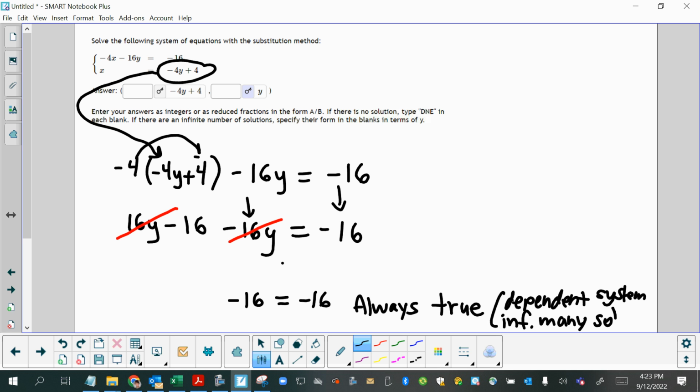Okay, it doesn't mean you can just write infinity. It means you have to state the relationship between the variables. So we're saying there are infinitely many points, but we can't give you a list of those points because it's infinite. What we can tell you is that whatever y is, if you multiply y by negative 4 and then add 4, you'll get the x value. It's just a relationship. Okay?